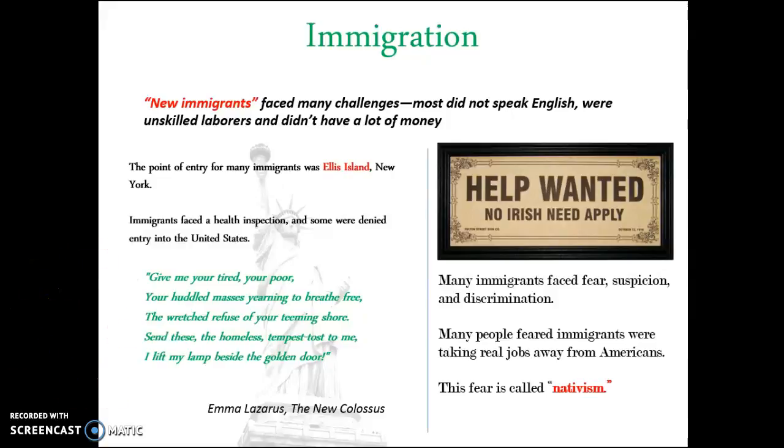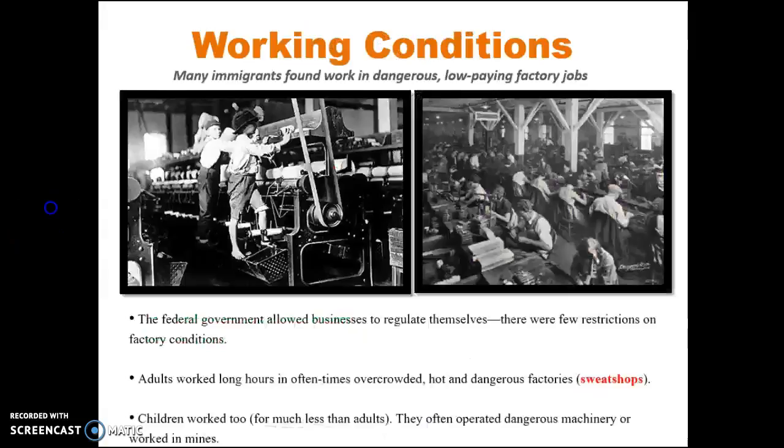Many immigrants faced fear, suspicion, and discrimination. Many people feared immigrants were taking real jobs away from Americans. This fear is called nativism, which we may say we have going on in present day United States.